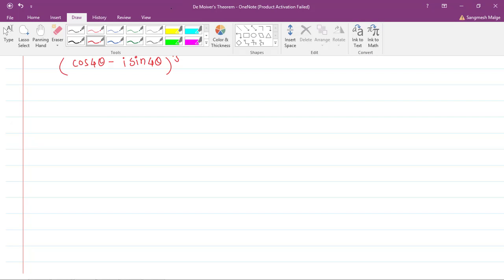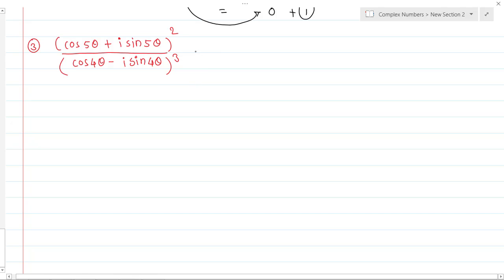How do you solve this? Multiply the powers. Okay, so let's first do the same thing. So cos 10 theta plus i sin 10 theta equals cos of 4 theta minus i sin of 4 theta, oh sorry, 4 times 3 is 12, so cos 12 theta minus i sin of 12 theta.